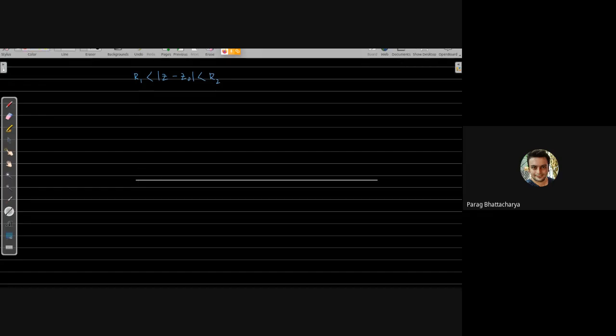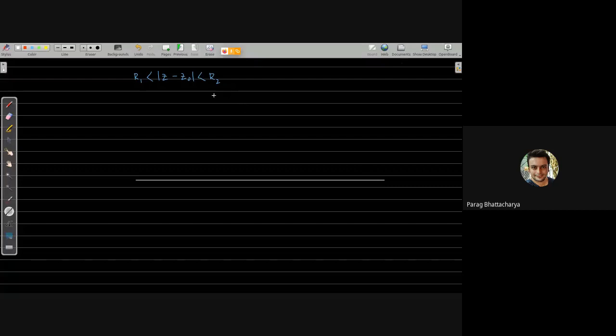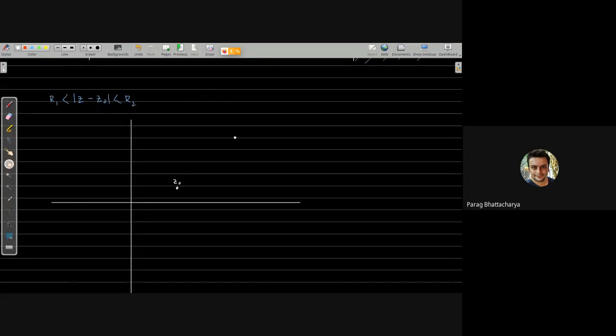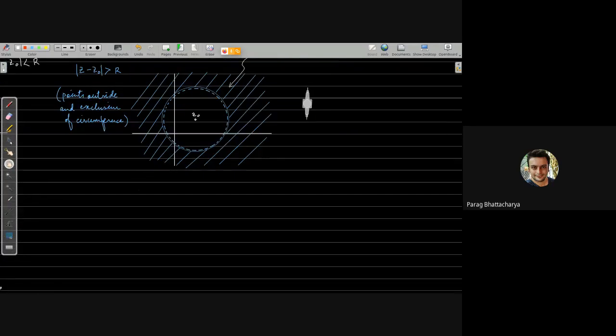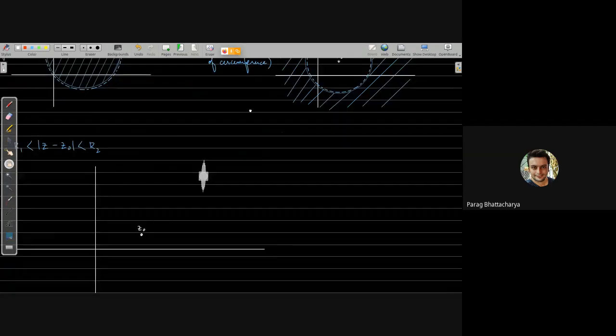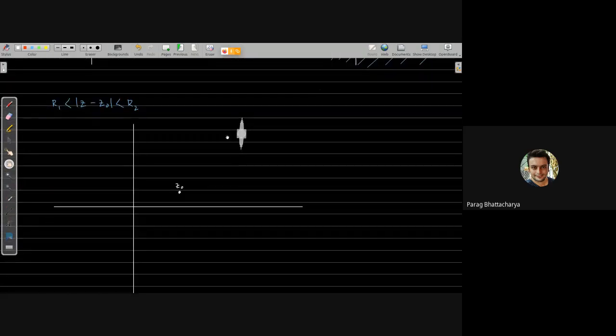This is a complex plane. So first, let us locate z naught. This point is your z naught. Here there are two radii: one is an inner radius, another one is the outer radius. Let me grab my compass. We need to deal with two different radii.